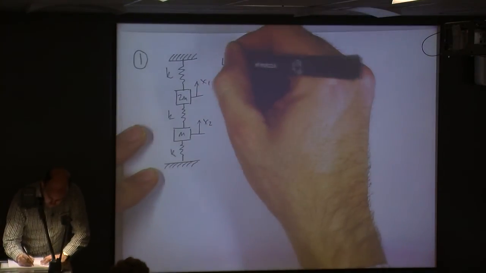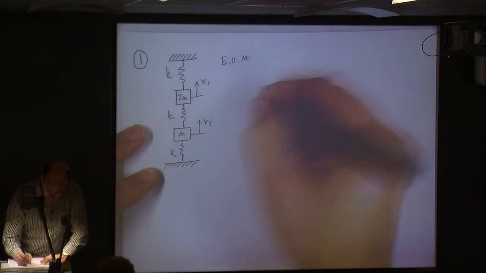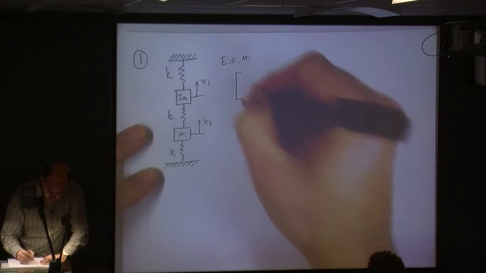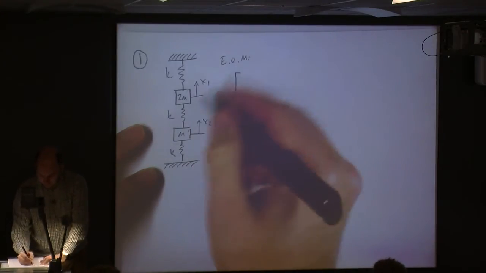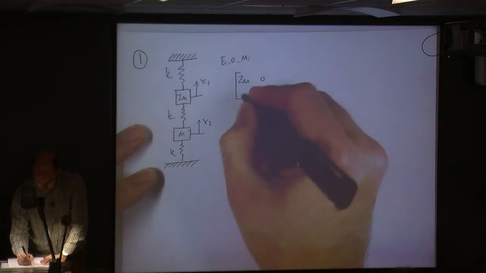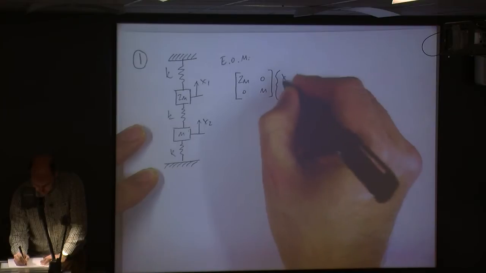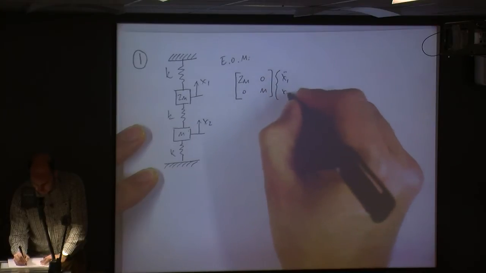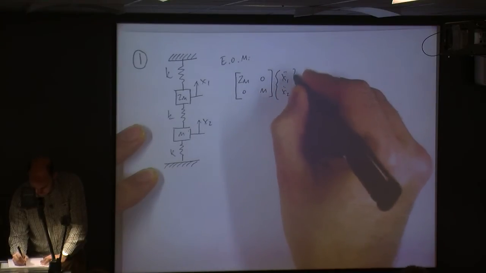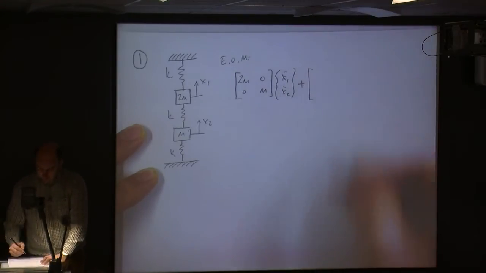Equation of motion, EOM. It's quite straightforward. Our mass matrix, we've got the 2 masses in the diagonal, 2m and m. Everything else is 0. That's multiplied by acceleration, x1 double dot, x2 double dot. There's no damping, so we don't need to worry about that. We have a stiffness matrix.